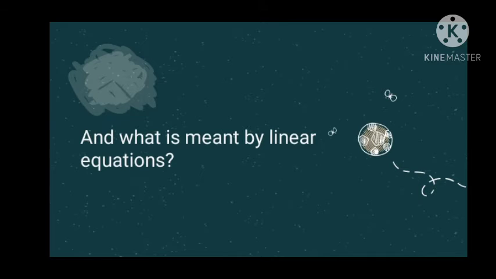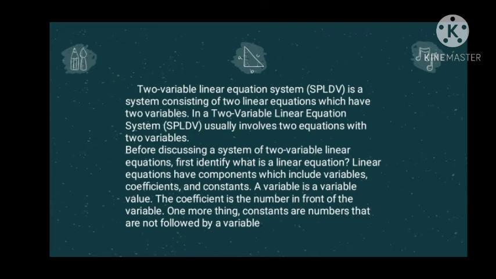And what is meant by a two-variable linear equation system, or SPLDV? It is a system consisting of two linear equations which have two variables. A two-variable linear equation system usually involves two equations with two variables.